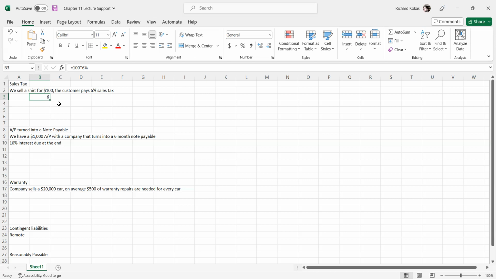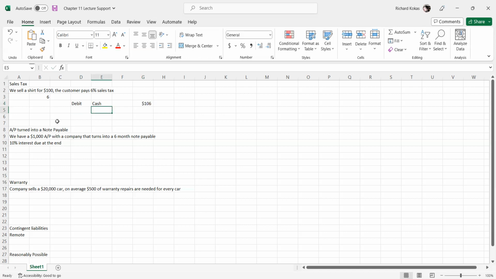Here's how the company would set this up. Either it's on account or we are receiving the cash today, one or the other. Since it doesn't say on account, we'll assume the debit will be cash because we, the company, are going to be receiving cash. And how much cash are we receiving? The $100 for the shirt plus the $6 additional for sales tax. So we are receiving $106.